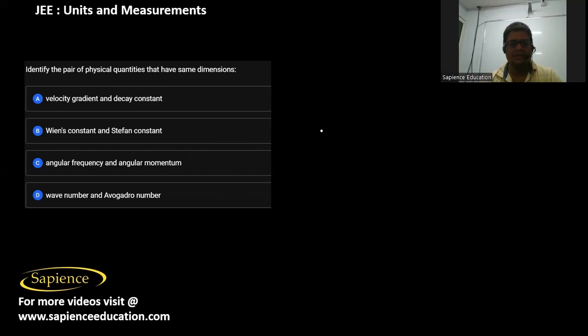So velocity gradient is dv by dx. It means it is velocity by length. Change in velocity by length, that is LT power minus 1 by L. So it is T power minus 1.